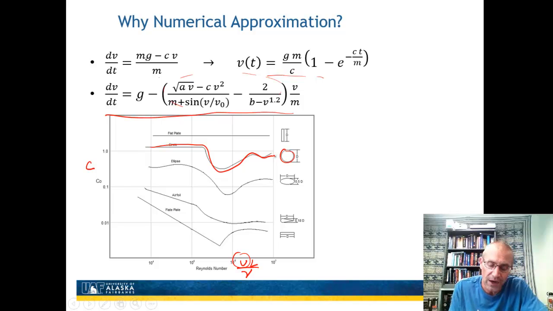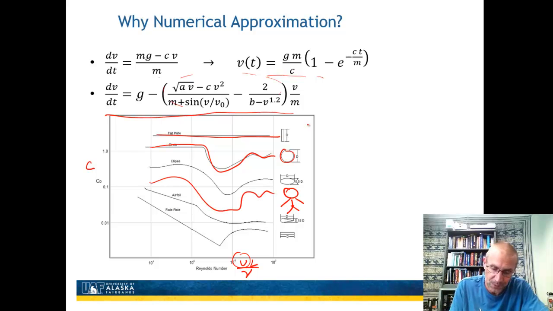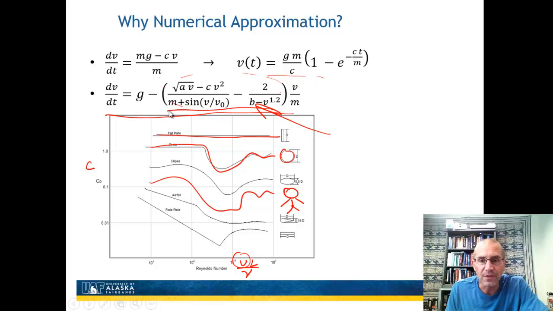It's not a constant. And you can only imagine, if you were to draw what that is for a skydiver, it clearly isn't going to be some nice constant value like the flat plate, which is what we assumed before. It would probably be some sort of crazy looking function. And if I curve fit it, it might look something like this. So the reason we do numeric approximation is when we can't come up with an analytic solution, because the model equation that we have is so complicated.